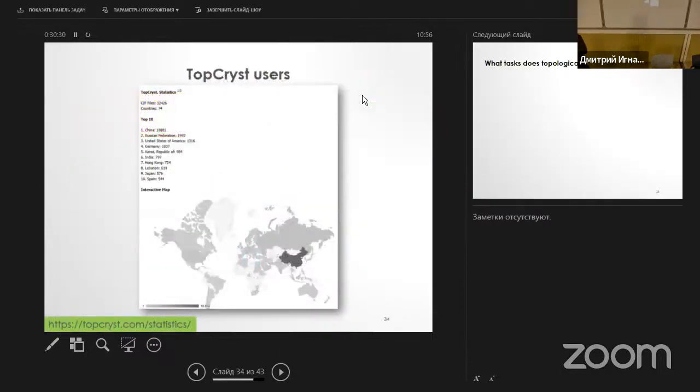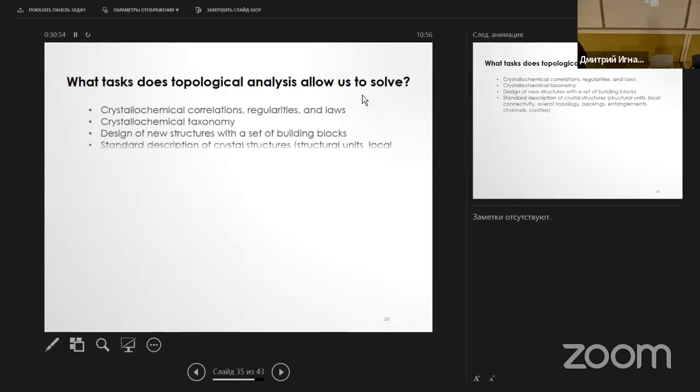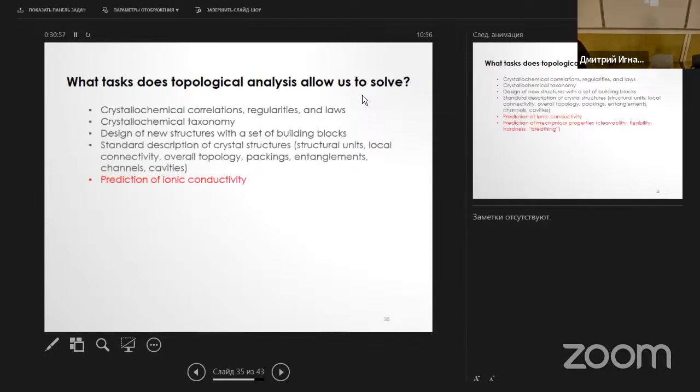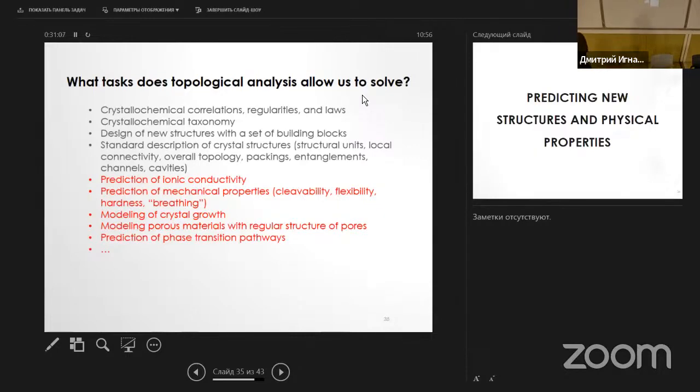And again, TopCryst is now being used by many people in the world. We have many inquiries every day from different countries, and it shows us that the system is really being used. Now, topological analysis allows us to solve many important tasks in crystal chemistry and material science, and to predict many properties, actually. I give here just some examples from our collaboration with different experimental groups.